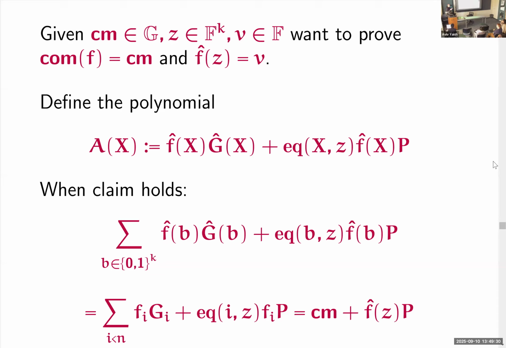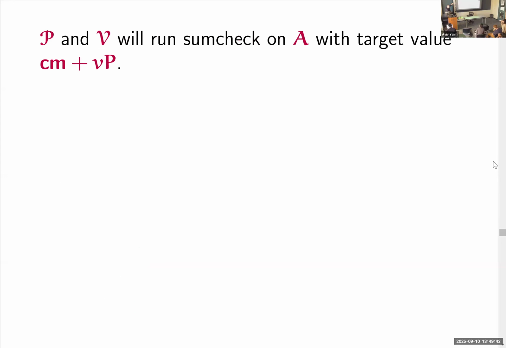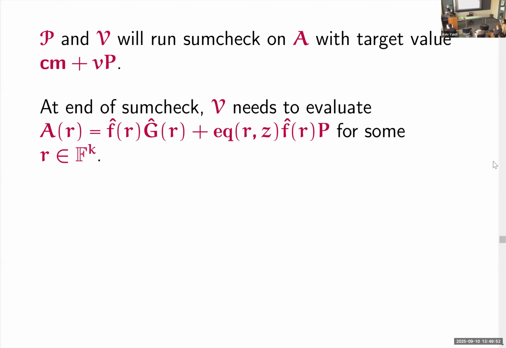So I guess it's a lot of details, but the point is, it's enough to prove this evaluation claim. It's enough to prove that the sum of A is equal to CM plus B. So we can run a SumCheck protocol, right?